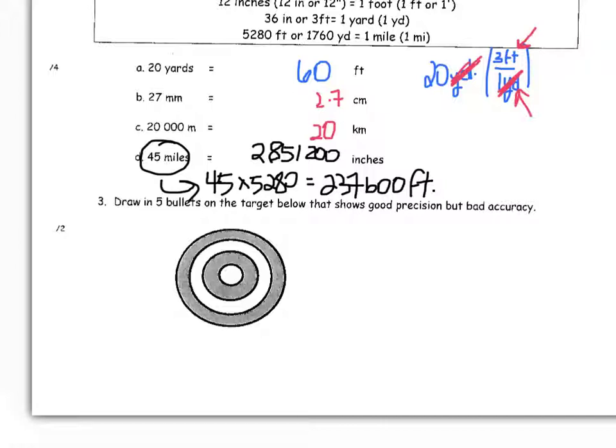Okay, next. Draw 5 bullets on the target below that show good precision but bad accuracy. Well, good precision means everything is going to be close together. Bad accuracy means that all the shots will be sort of far off the center. So that would be, say, 1, 2, 3, 4, 5. Something like that, for example, would do it. Okay, all the shots are really close together. That's good precision, but they're off the center, so it's bad accuracy.